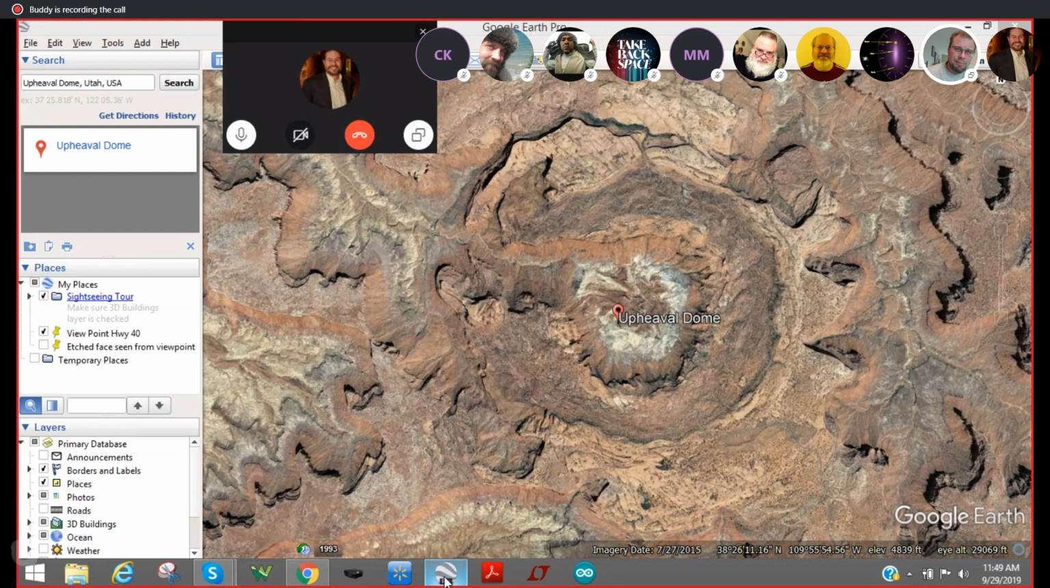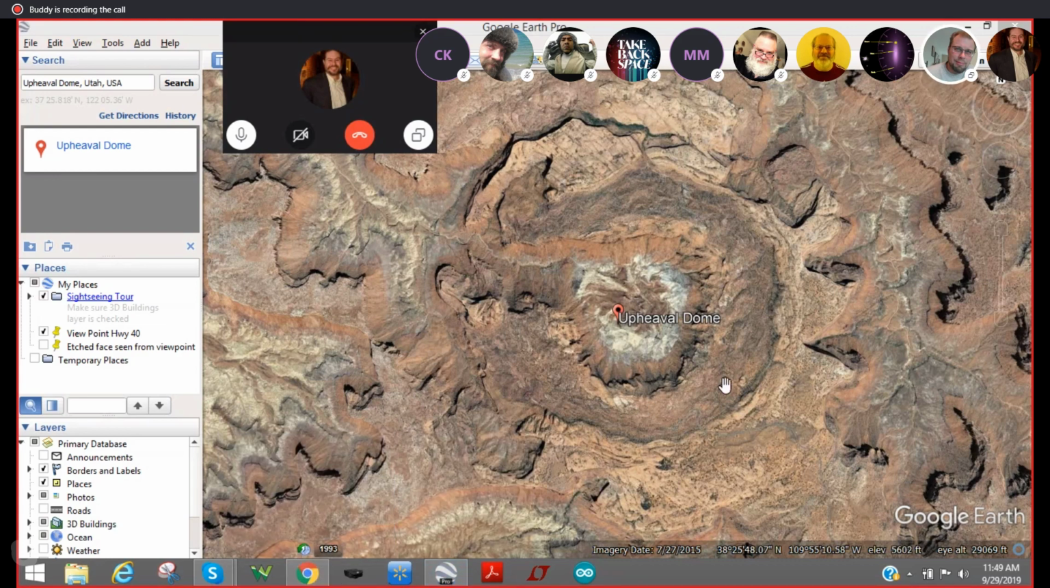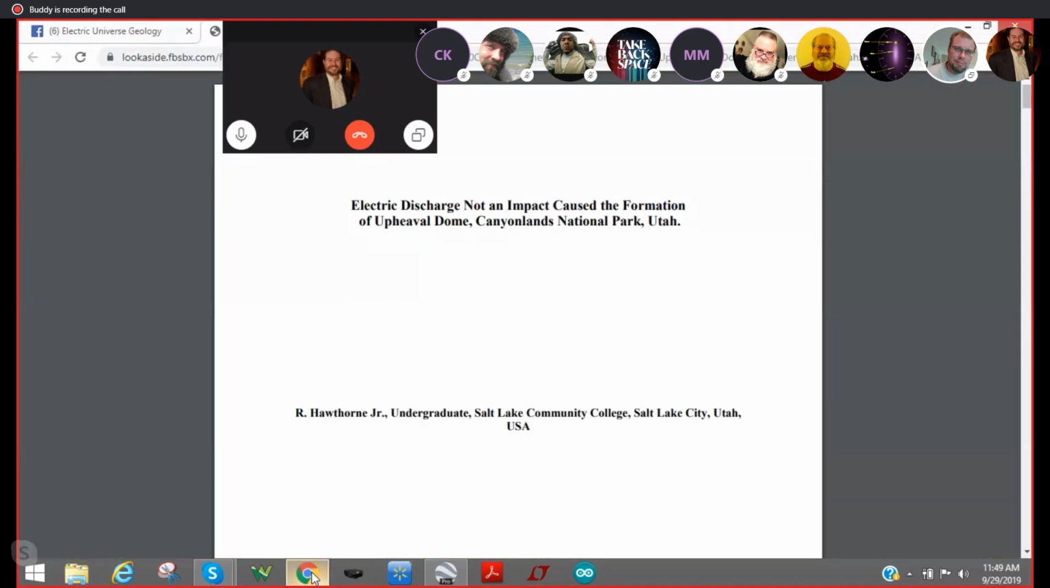Okay. So this is the site here from Google Earth. I'm just going to sit there, and anybody that wants to, log in as well, they can just type in Upheaval Dome. So we'll all be on the same page here. But we'll go to the paper here. And the title is Electrical Discharge, Not Impact, Caused the Formation of Upheaval Dome, Canyonlands National Park, Utah.